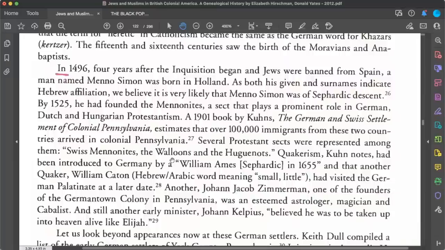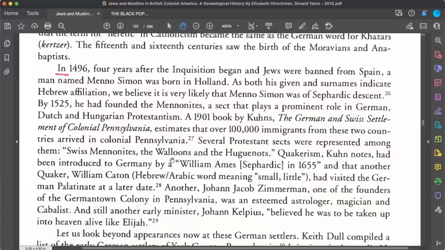All right, Menno, the Mennonites. He was a Sephardic Jew. Simon, that was his last name. All right, he founded the Mennonites, a sect that plays a prominent role in German, Dutch, and Hungarian Protestantism. Who are these Protestants again?